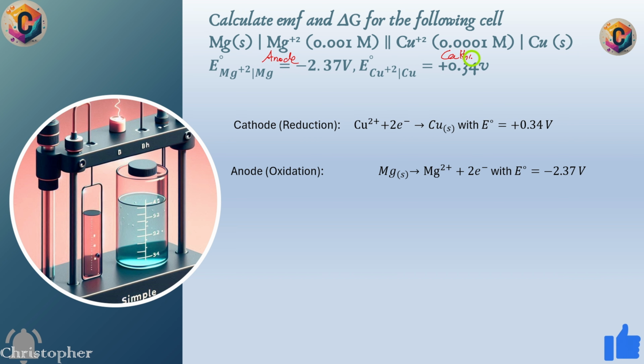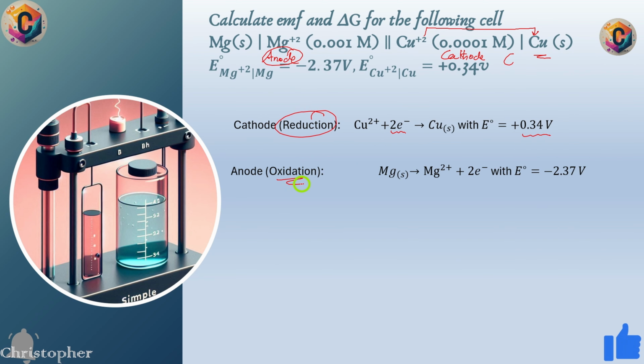So let's now write what reaction is taking place at cathode. So at cathode, copper plus 2 converted to copper. At cathode, reduction reaction taking place. What is reduction? Gaining of electron. So here copper plus 2 converted to copper. For this conversion, 2 electrons are required. So this reaction is associated with 0.34 volt. At anode, oxidation reaction taking place. Here, Mg converted to Mg plus 2. This would happen when 2 electrons are lost.